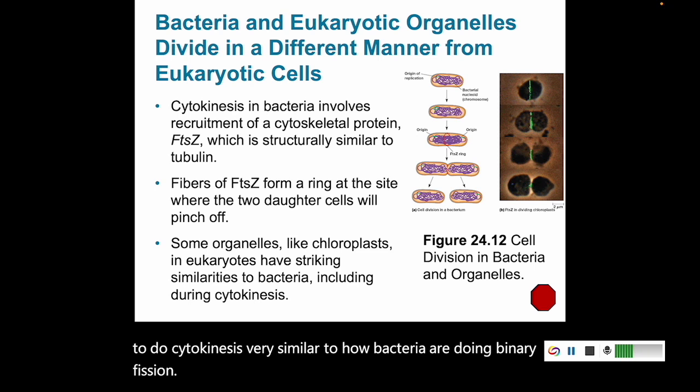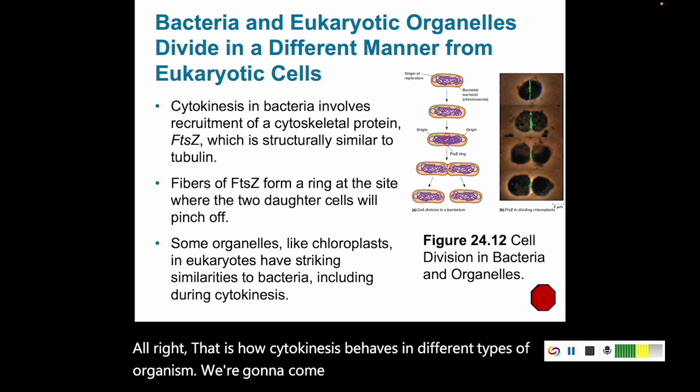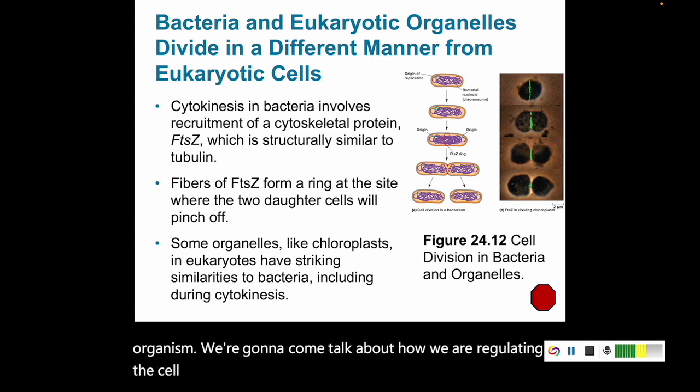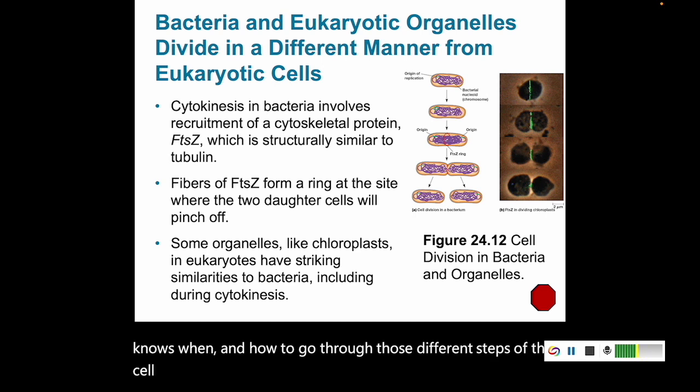All right, that is how cytokinesis behaves in different types of organisms. We're going to come talk about how we are regulating the cell cycle, how a cell knows if it is safe to go through it, how it knows when and how to go through those different steps of the cell cycle. That's what we'll talk on in our next video.